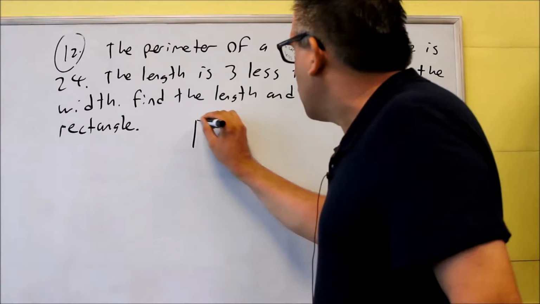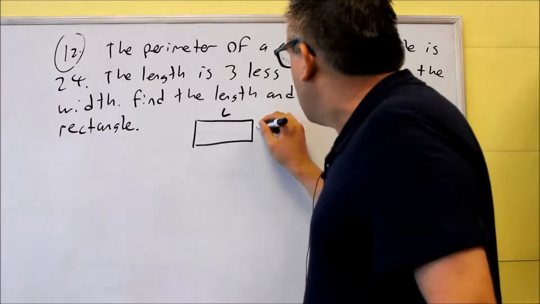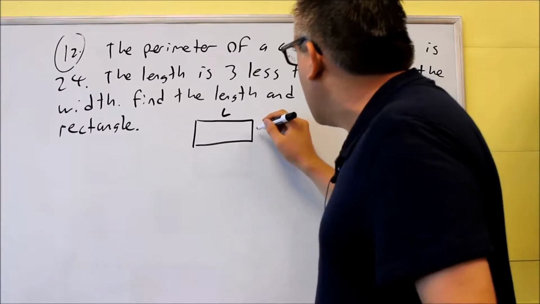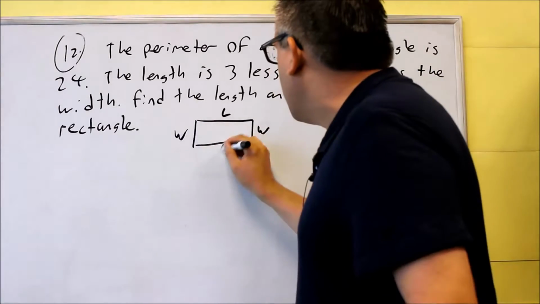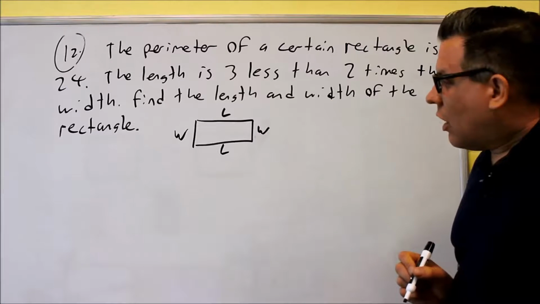Let's visualize what we have going on here. Here's a rectangle, and we have length and we have width. So in fact, what I'll do is let me label all the sides here. This is W over here, and that's an L. Okay, so that's what I have going on.